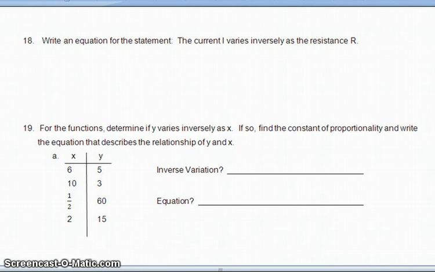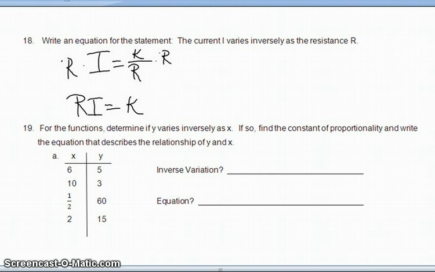All right, example 18 says to write a generalized equation for the statement, the current I varies inversely as R. So I varies inversely means I'm going to have some constant of proportionality divided by R, or the resistance. Using some simple algebra, I can multiply both sides by R, and I'm going to have R times I equals that constant of proportionality. Either way works.